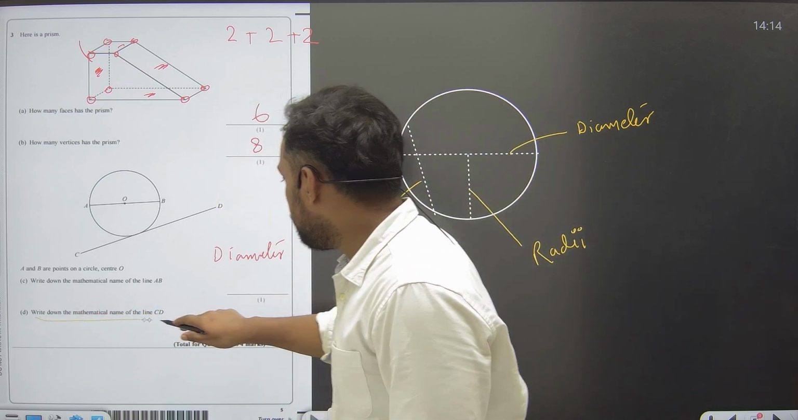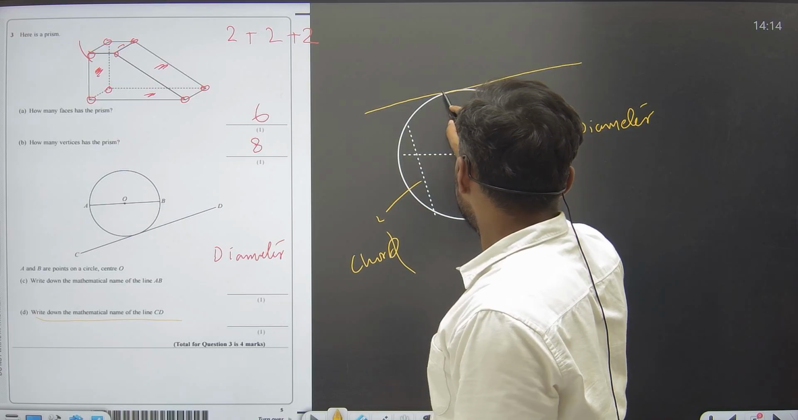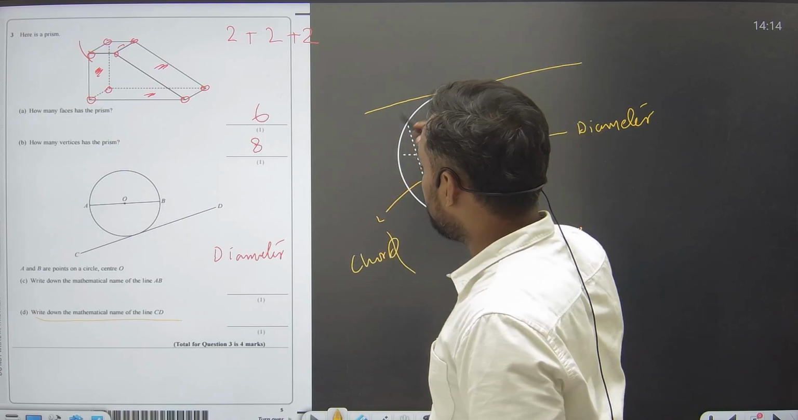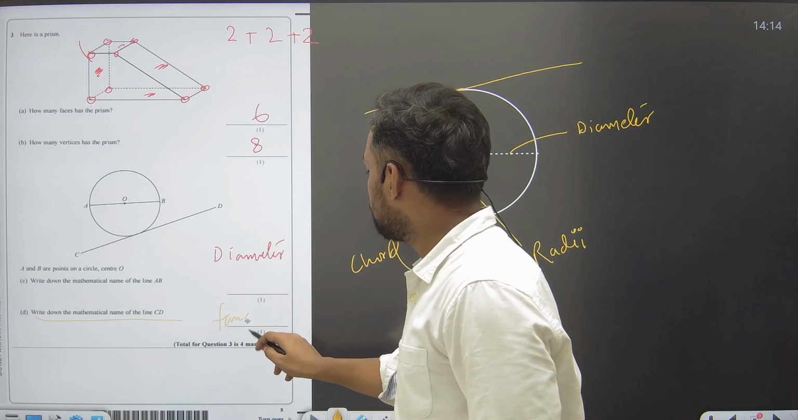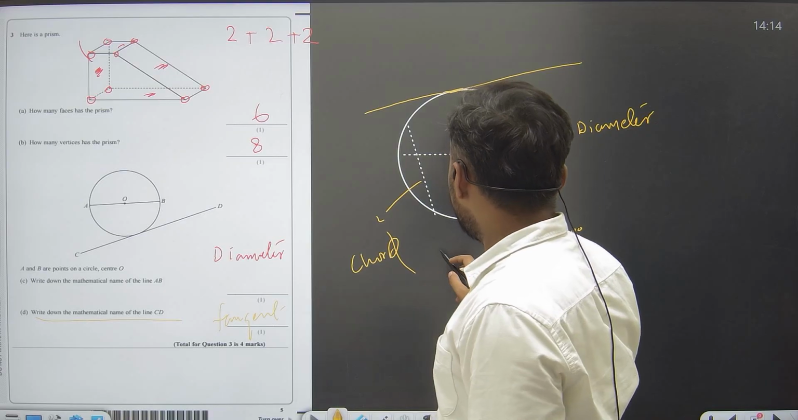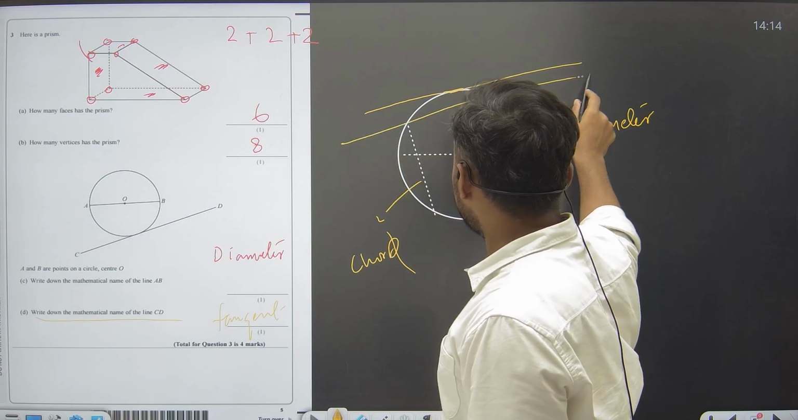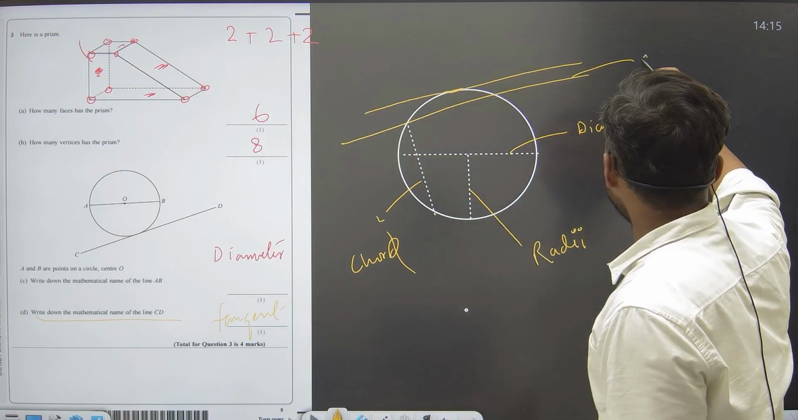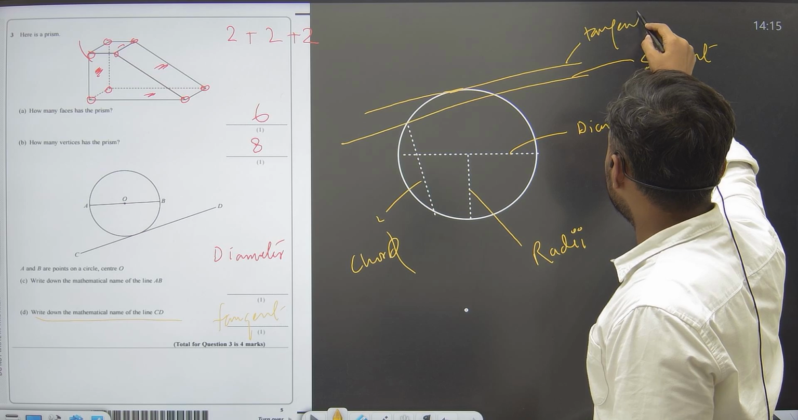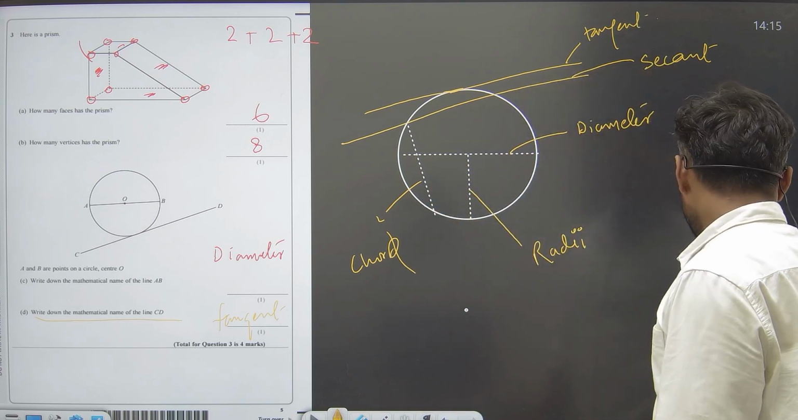Now write down the mathematical name of the line CD. CD is a line which intersects the circle at one point, and it is known as a tangent. So this particular part is a tangent. And if another line is passing through and intersecting at 2 points, it will be a secant. So this is a tangent and this is a secant. For a tangent, the line will be intersecting only at 1 point, and for a secant it will be intersecting at 2 points.